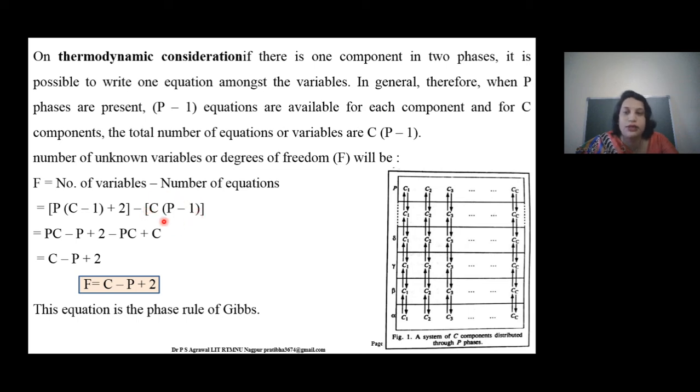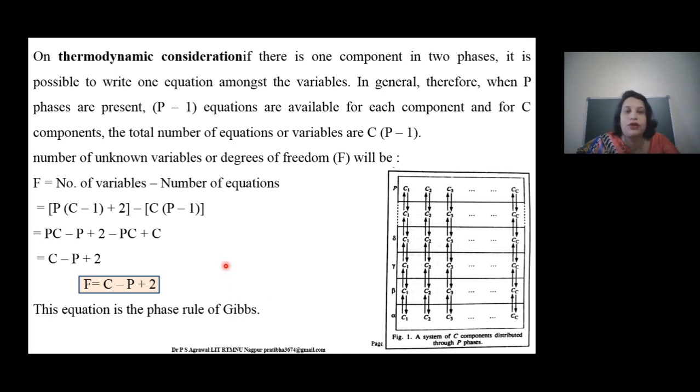So that means a total of C into P minus 1. These are the equilibria which exist. Now these equations should be subtracted from the total number of variables. When it is subtracted, we get this, and this is the minimum number of variables which define the system completely. That's why we call it F, the degree of freedom. This rule was derived by Gibbs and is known as the Gibbs phase rule.